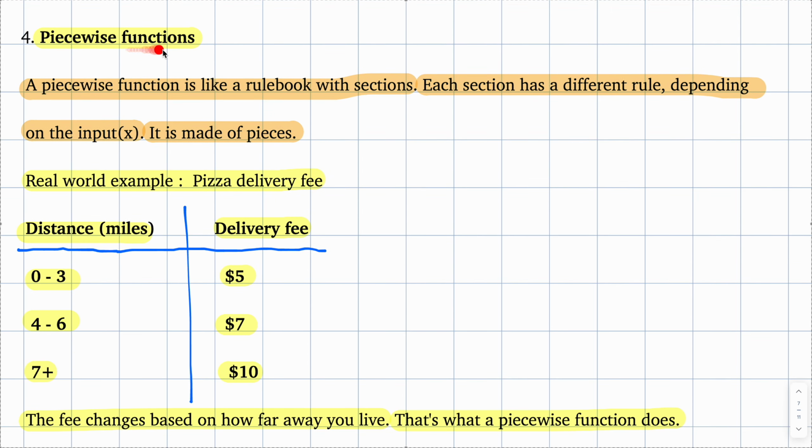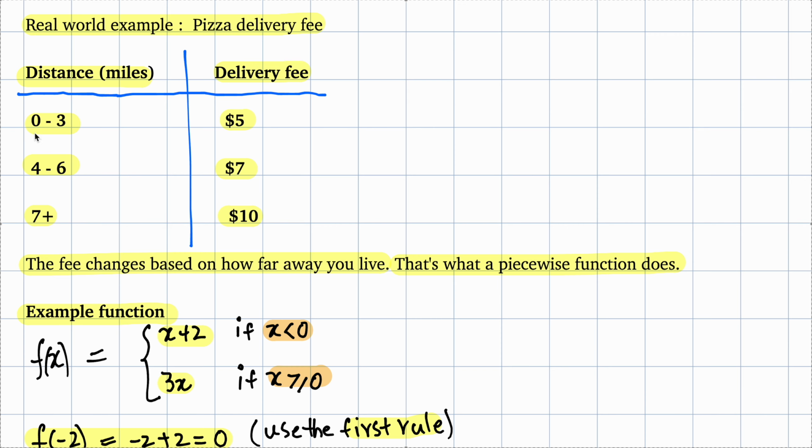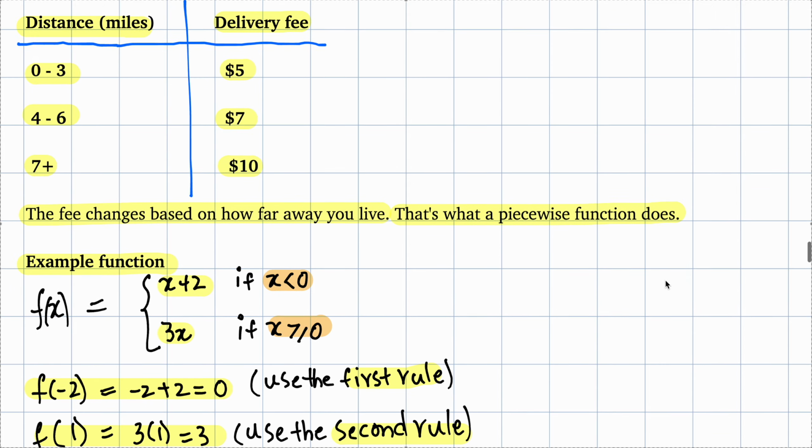Here's a real-world example. The cost of delivering a pizza, depending on how far the person lives. If the delivery man has to travel a distance between 0 to 3 miles, the fee is going to be $5. But if it's between 4 to 6 miles, it's $7, and if it's 7 plus, it's $10. The fee changes based on how far away you live. That's what a piecewise function does.